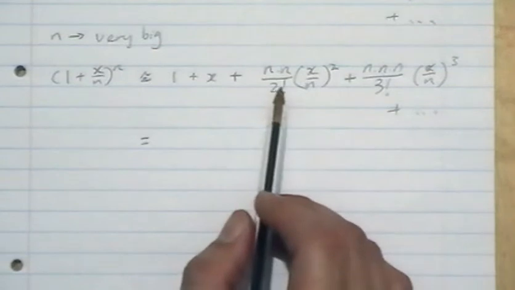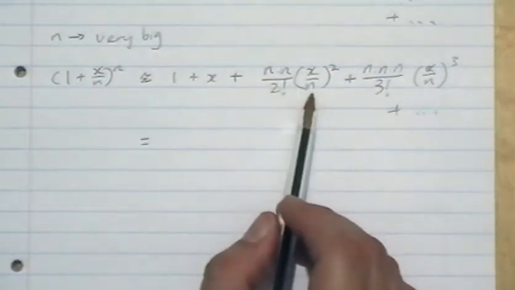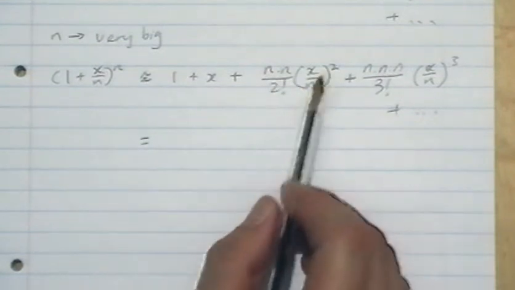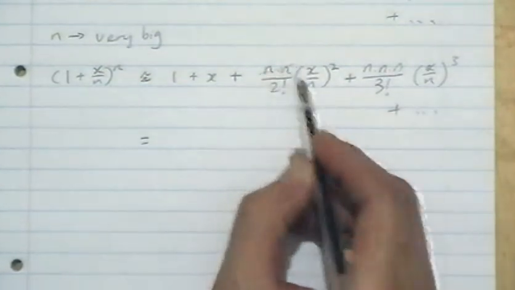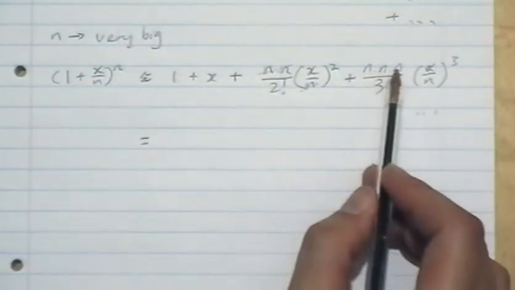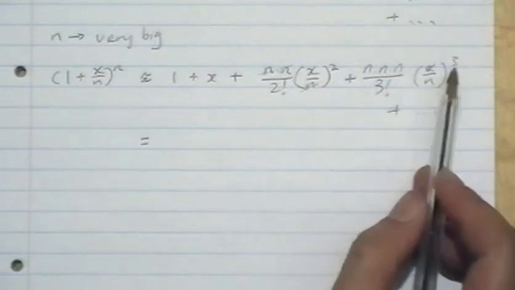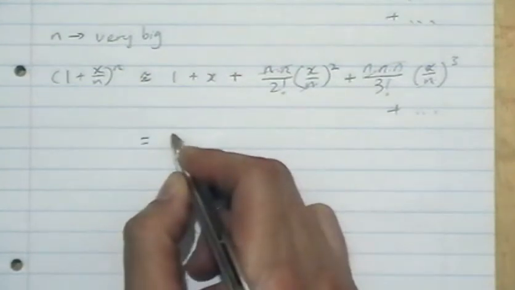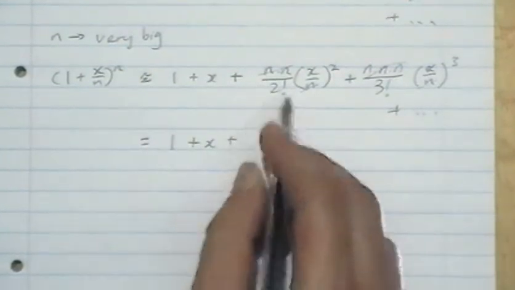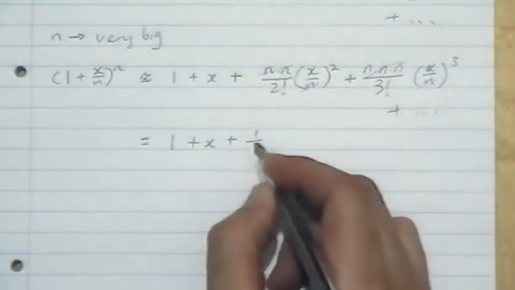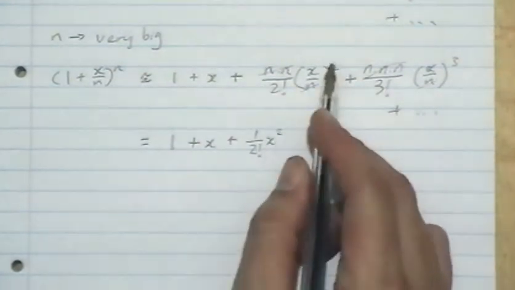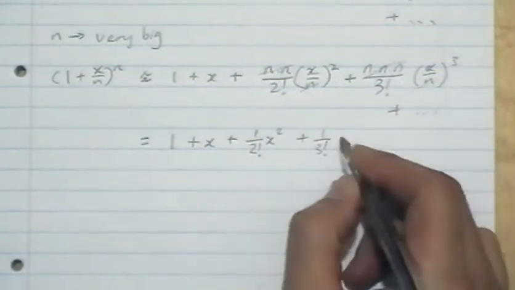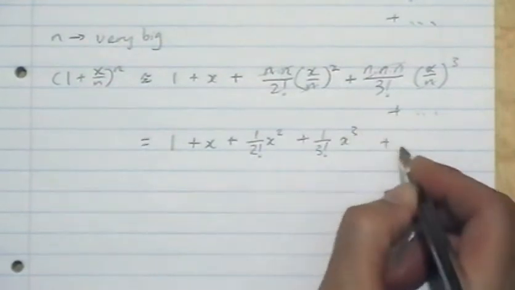But for now, we notice that we can simplify this a lot. You see, I have n times n here, and I have an n squared in the denominator. So this can cancel. I have n times n times n on top, and I have an n cubed at the bottom. So these cancel. So I have 1 over 2 factorial times x squared plus 1 over 3 factorial times x cubed plus dot dot dot.